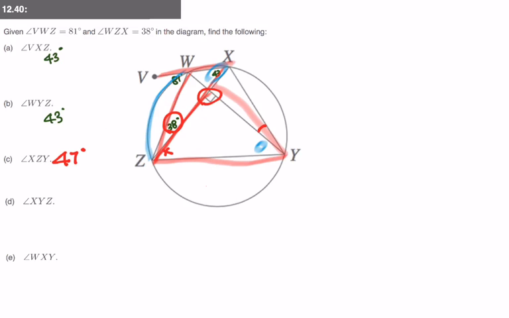And XYZ is in fact containing 43 and the small portion of the angle on top, which we now know to be 38 as well, because they share the same arc as this angle. So when you add up 38 and then 43, we get 81 as our answer.